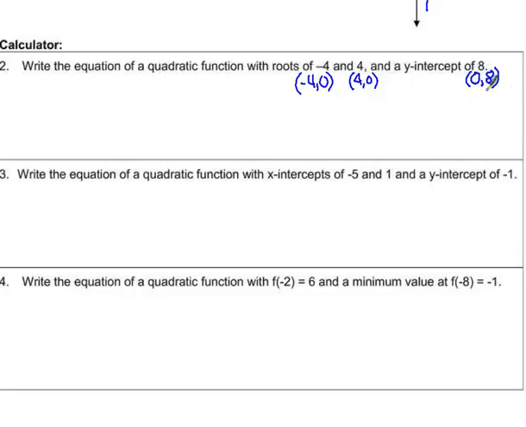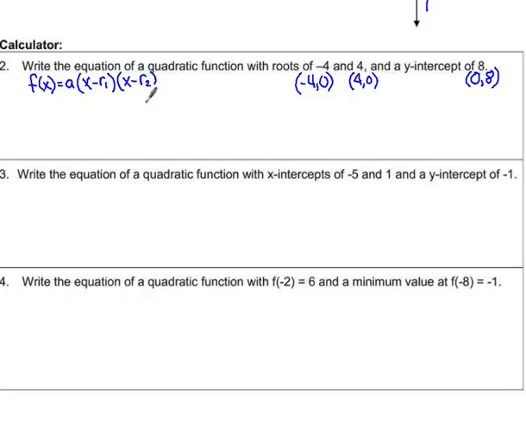Now that we've identified our information, we need to use the root form of the quadratic equation. I'll go ahead and write it down to help you remember what it is. The root form is f of x is equal to a times x minus root 1 times x minus root 2.